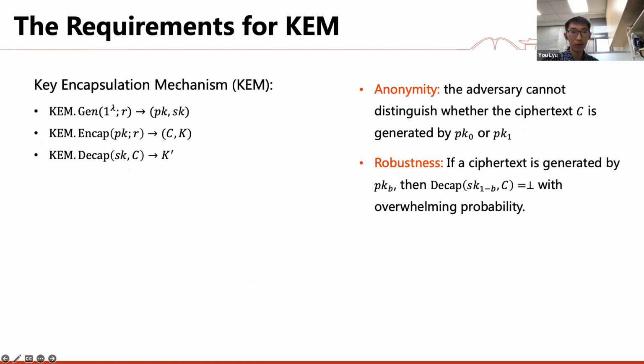We will talk a bit more about the KEM. We require the KEM to have two more properties. One is anonymity, which means given the ciphertext C and two public keys, the adversary cannot determine which public key the ciphertext C is generated by. And the other property is robustness. If a ciphertext is generated by one public key, then using another secret key to decrypt it will output failure with overwhelming probability.